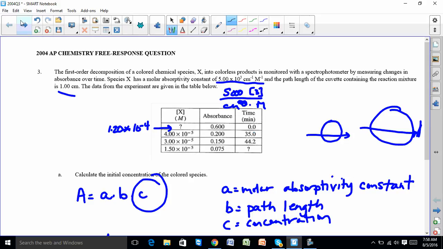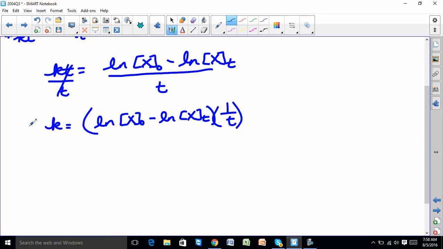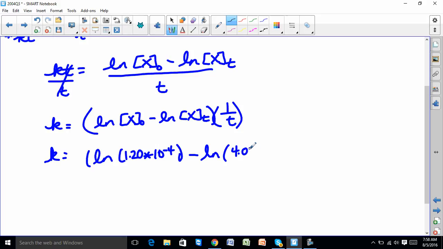And so what I'm going to put here is that k is equal to the natural log of 1.20 times 10 to the negative 4, close the parentheses when you're using the calculator, minus the natural log of 4.00 times 10 to the negative 5. So I do the natural log of this and then subtract the natural log of that, and then I multiply by 1 over 35. And they did have a 0 here, minutes.